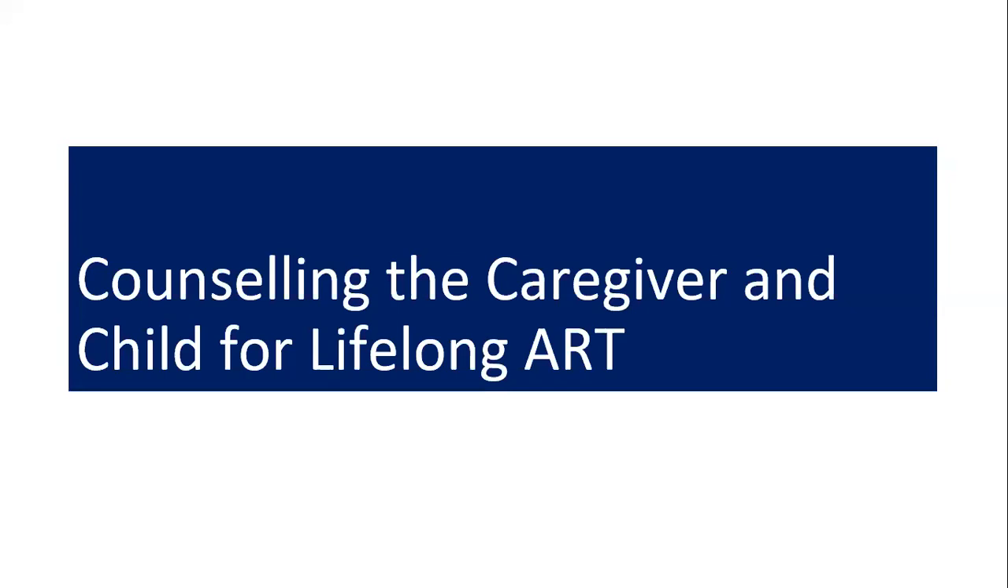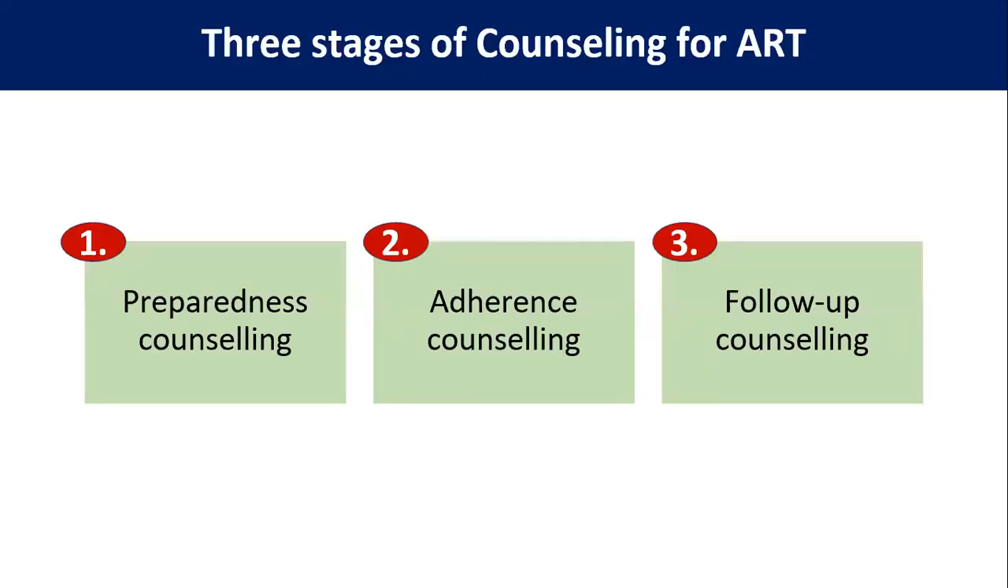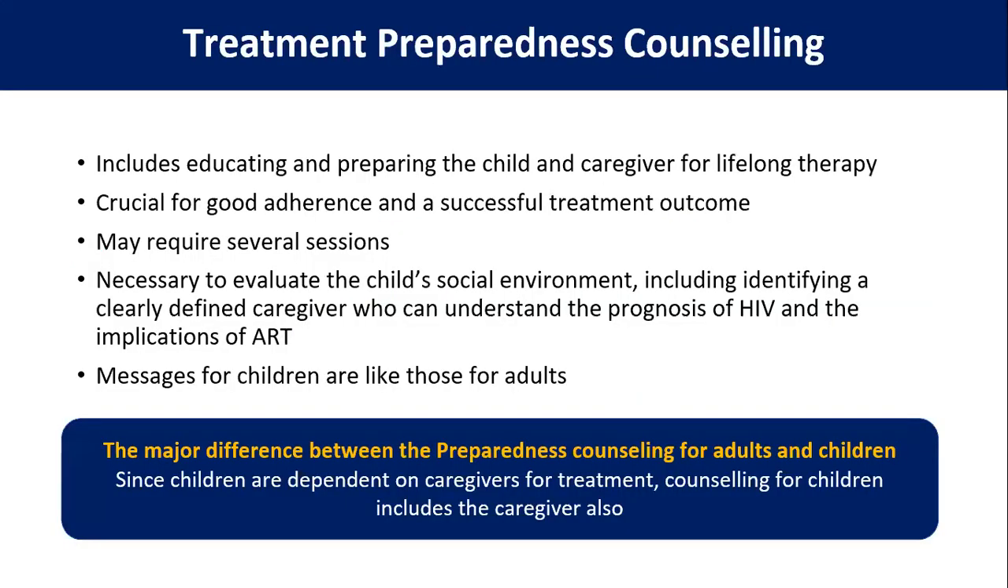Now, counseling the caregiver and child for lifelong ART. As we know, there are 3 different types of counseling: preparedness counseling, adherence counseling, and follow-up counseling. These 3 stages are also there in the case of CLHIV. And preparedness counseling includes education regarding the preparation of the child and caregiver for lifelong therapy. We need to make the caregiver understand that this therapy is for the entire life and they should not miss it, and it is crucial for good adherence and a successful treatment outcome.